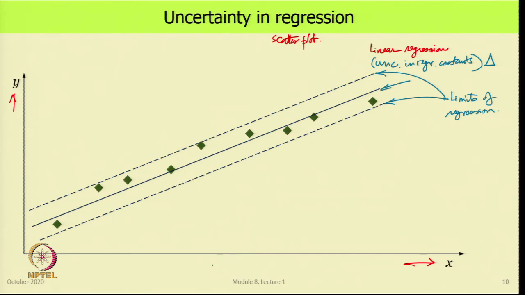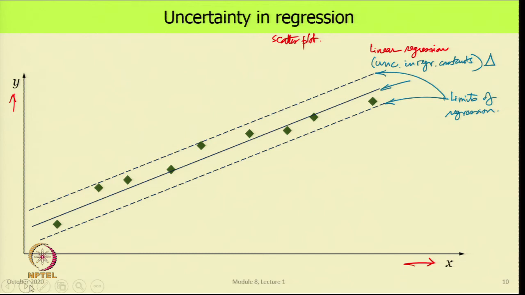The other way of showing the regression is to show it as a colored band, and either it could be uniform color or it could be decreasing in color as we go outside. So, it tells you that the probability goes down as you go away from the mean. So, this is how we would show the limits of regression.